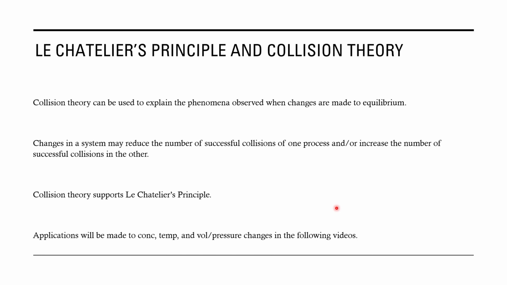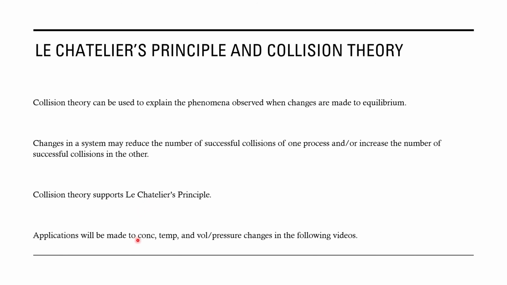So if you're changing the number of successful collisions in either the forward and or the reverse direction, what that's going to mean is that the reaction rates of the forward and or the reverse process will change as well, which means that the system is no longer in equilibrium. It's going to have to settle itself out again until we reach that point of equilibrium where the reaction rates are equal again. So in other words, collision theory is able to support Le Chatelier's principle.